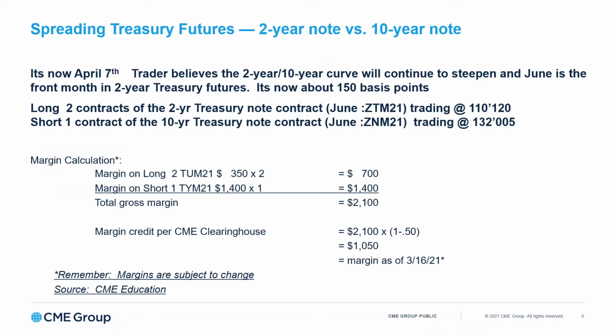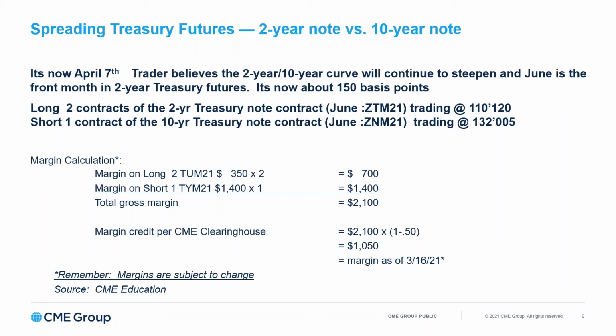So let's say it's April 7th, the date that we record this. A trader believes the 2-year versus 10-year yield curve will steepen, and June is the front month in the 2-year futures as well as the 10-year. It's now at about 150 basis points. If you thought that the steepening was going to continue, you go long the 2-year note, 2 of them, and you go short 1 of the 10-year. And if rates do go up, the short position in the 10-year will gain more than you will lose on the long 2.